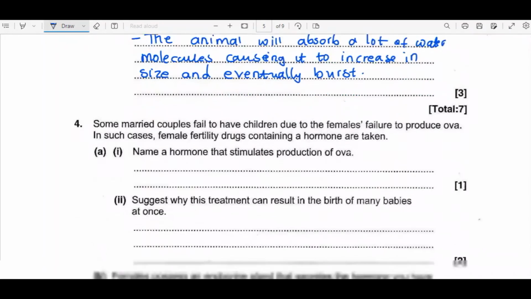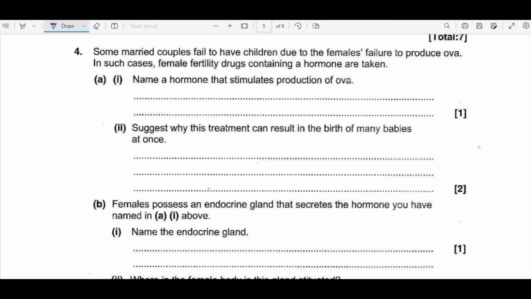Then we move on to question 4. Some married couples fail to have children due to females' failure to produce ova. In such cases, female fertility drugs containing a hormone are taken. Name a hormone that stimulates production of ova. So we can just look at this as follicle stimulating hormone, so FSH.